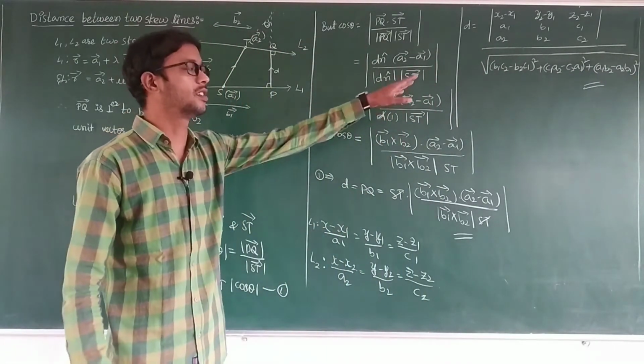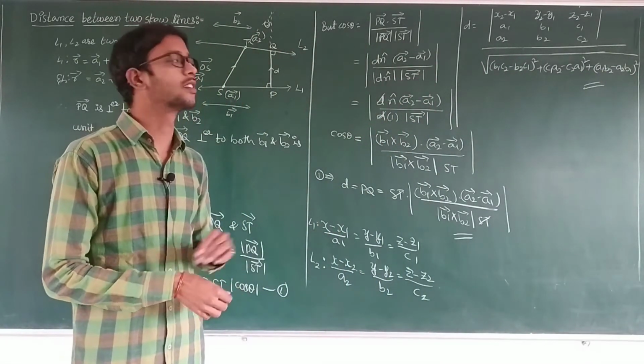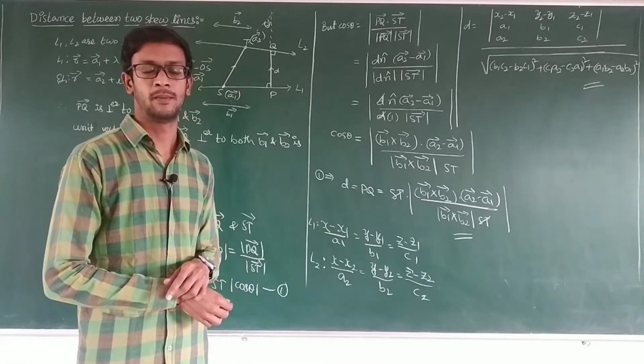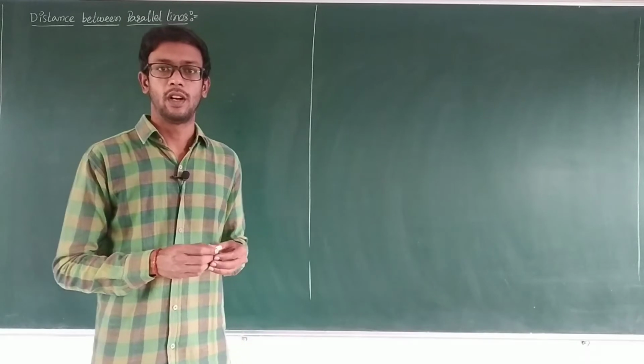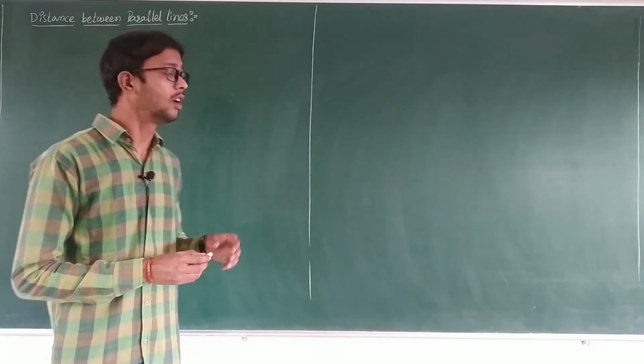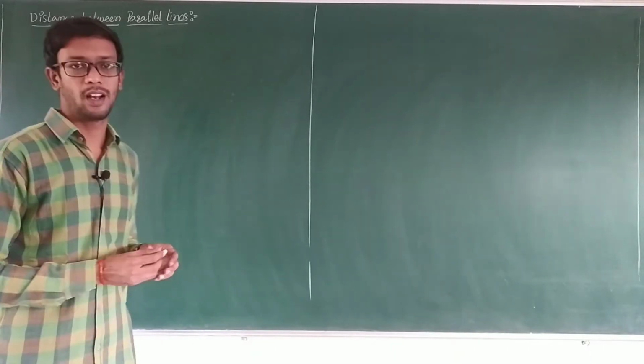This is the shortest distance between the two skew lines in Cartesian form. This is vector form. Now we continue with the next derivation, the next theorem: distance between parallel lines.